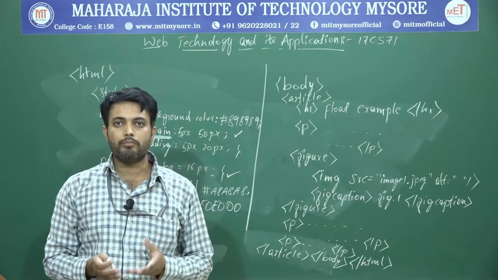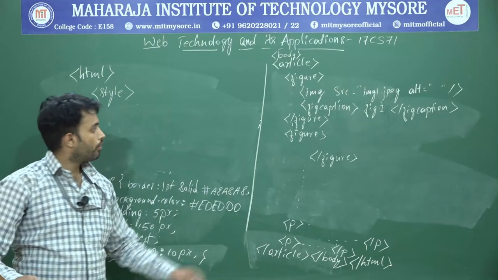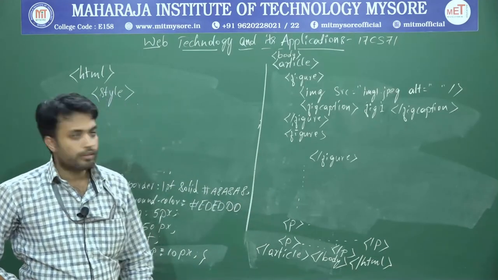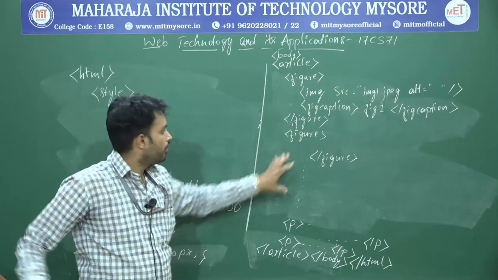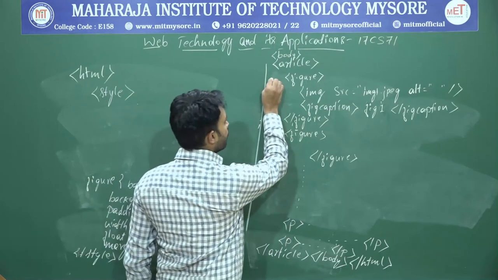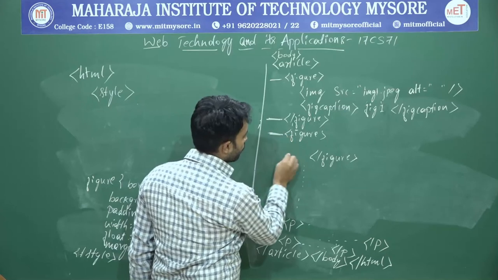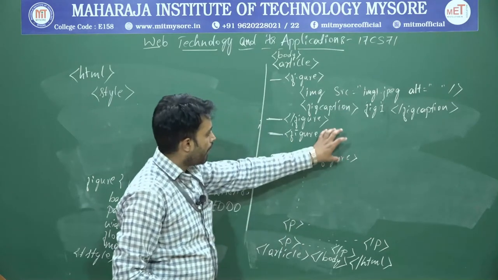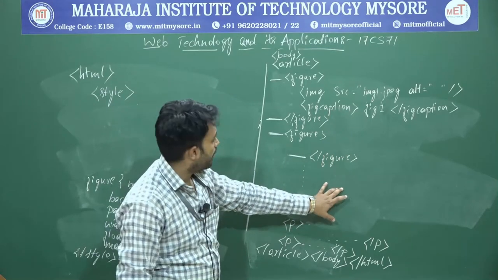Next, how to display multiple elements side by side. Now look into this example program. Assume that I have written 6 figure tags. Here I have written only 2, so the open tag and close tag of figure, and here again open tag and close tag. So assume that we have such 6 figure tags.